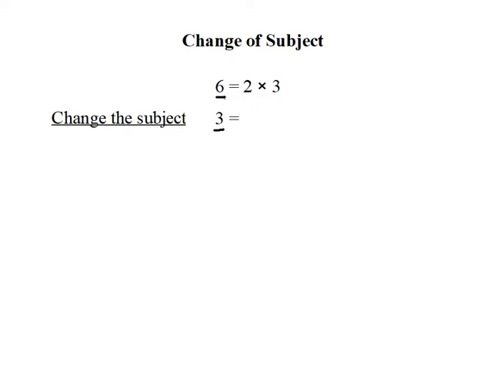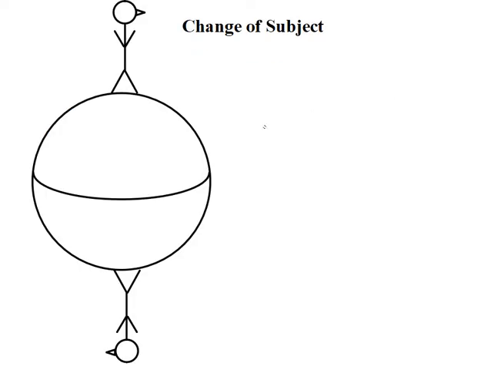We know already that 6 divided by 2 equals 3, and we need to understand how we can change the subject so that the statement becomes true. Well, what's going to happen is we're going to have to move some things around. And I want to use this illustration to demonstrate what I'm talking about.